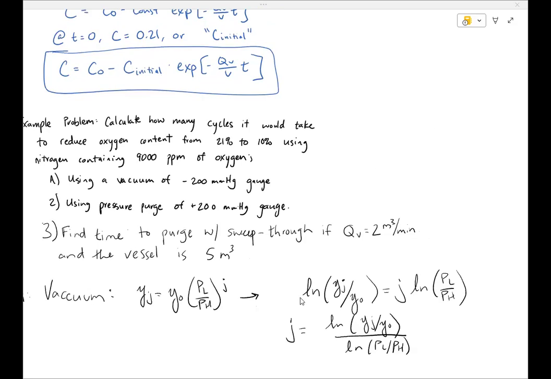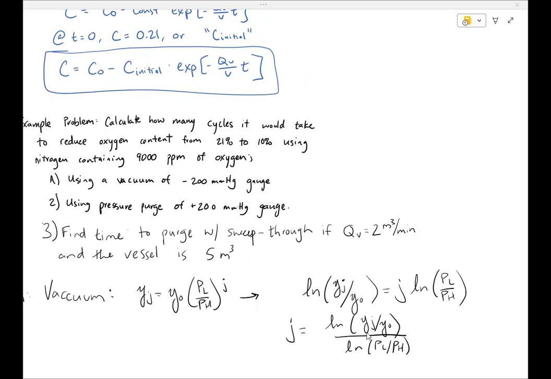So here are my algebraic steps with that. First thing I did is I brought Y0 over to the other side, and then I took the ln of both sides. And then to isolate the J, all I have to do is divide through by ln of P high over P low. I did this first because I'm going to copy this formula and apply it to the pressure purge scenario as well.